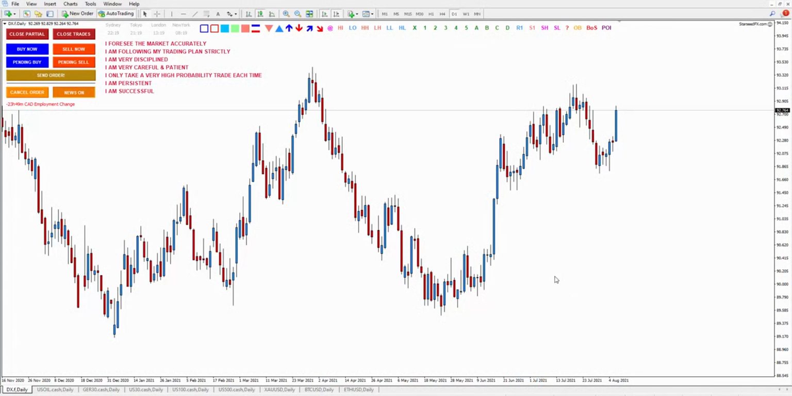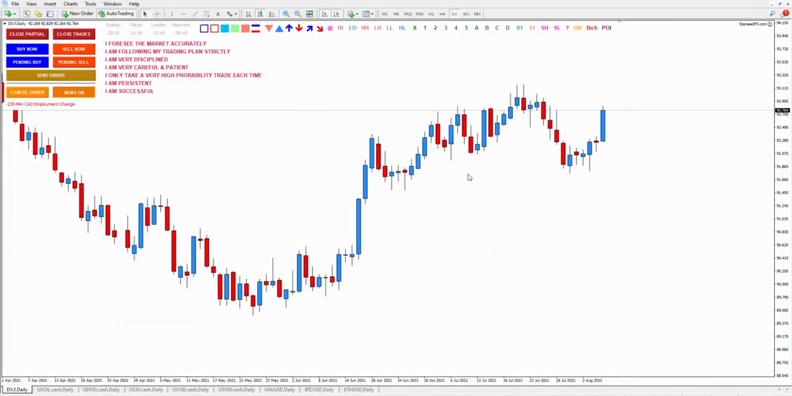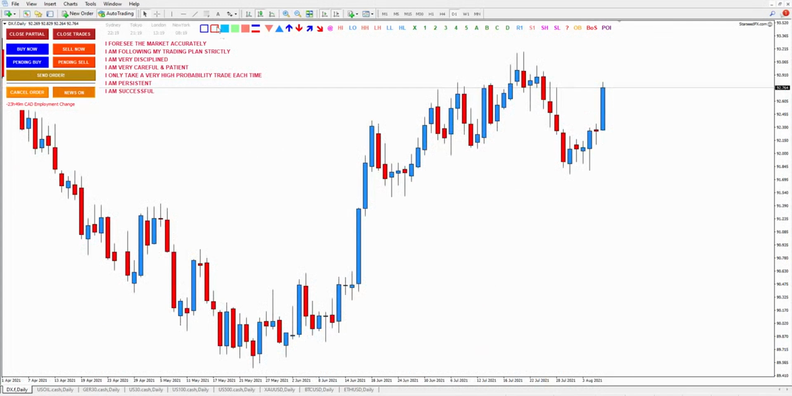Alright, let's start with dollar index. So here we will see the last breakout is over here. The market is in a bearish mood right now. This is the break of structure. This is the swing high, and this is the swing low.